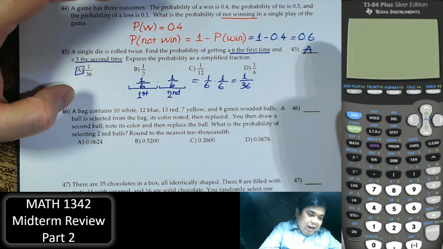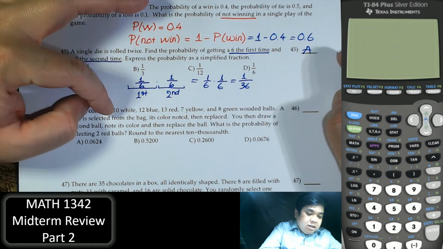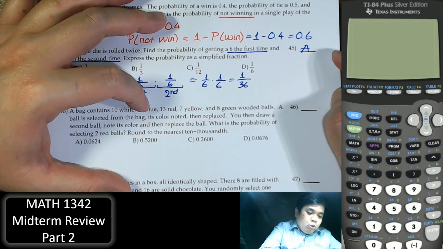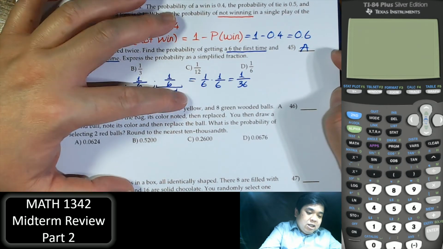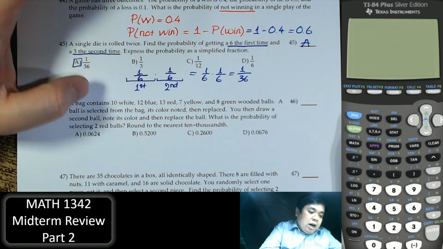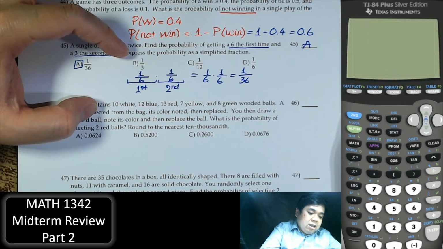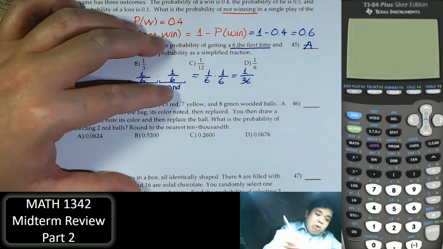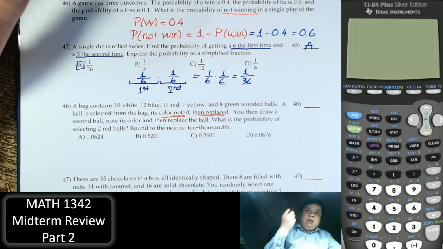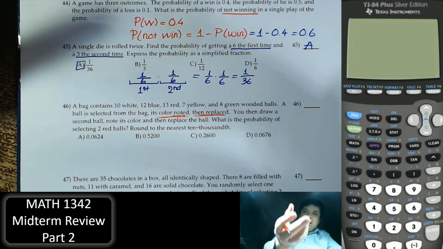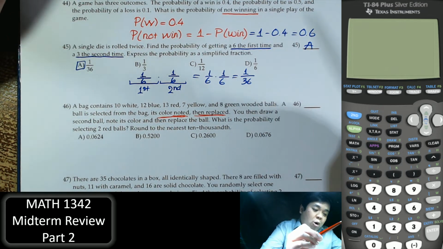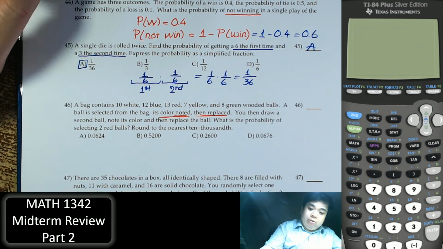Next, a bag contains 10 white balls, 12 blue, 13 red, 7 yellow, and 8 green. A ball is selected from the bag, the color is noted, and then replaced. So we pick out the ball, see the color, and then put it back. We do not throw it away. What is the probability of selecting two red balls?